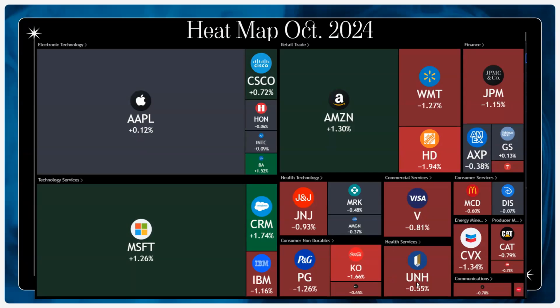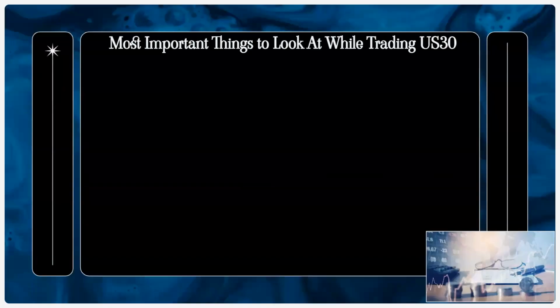Health services: UNH, United Health, is one of the biggest health services in the world. Consumer non-durables: P&G, Coca-Cola, and Nike. So that's what makes up the US 30 as of today. It will change in the future. Remember, Amazon came in, Walmart got out.